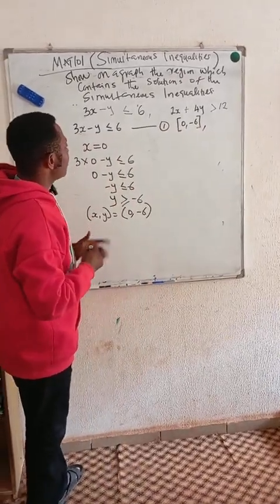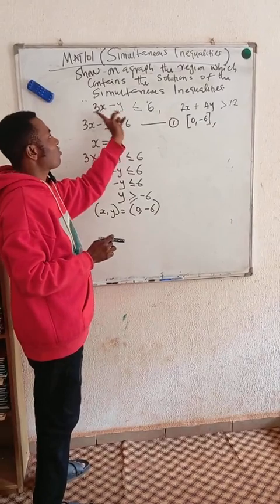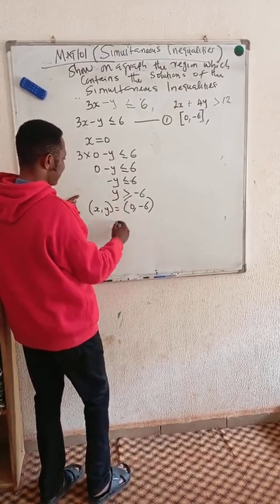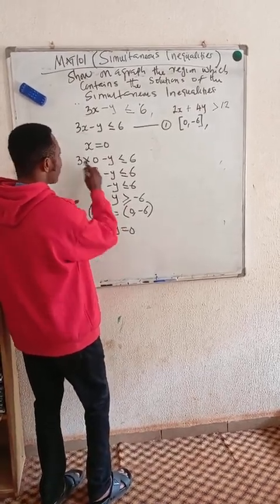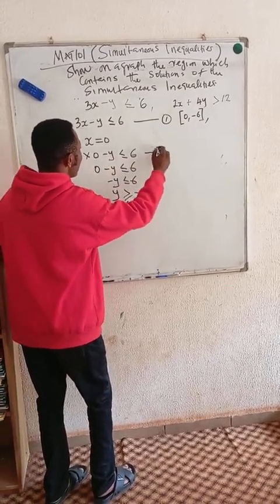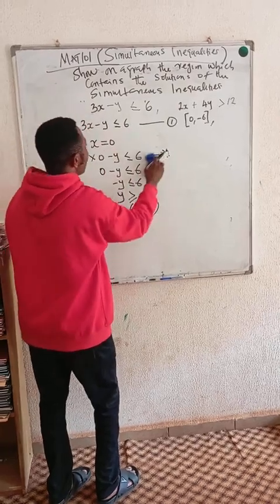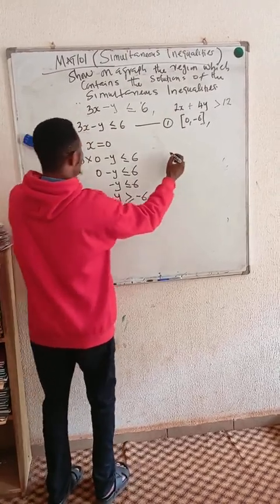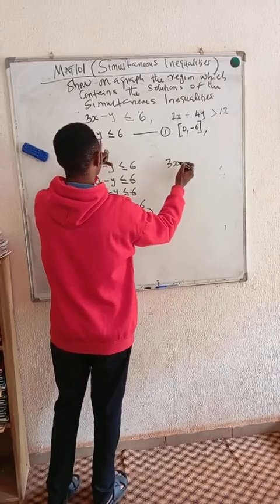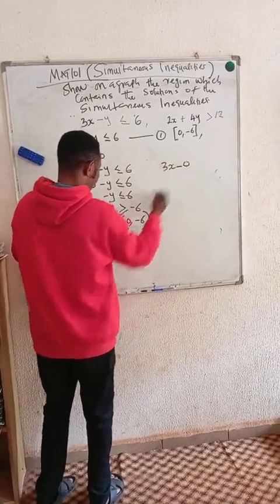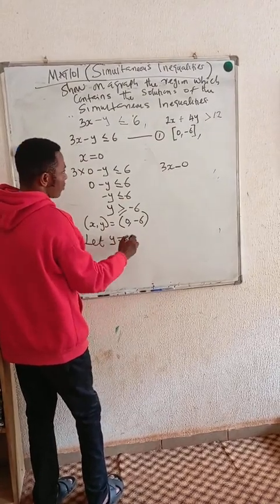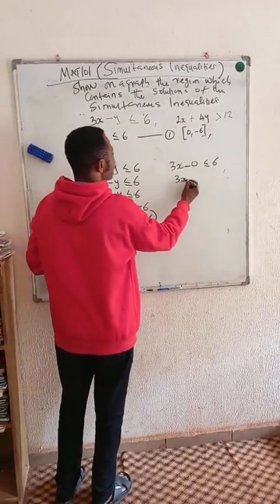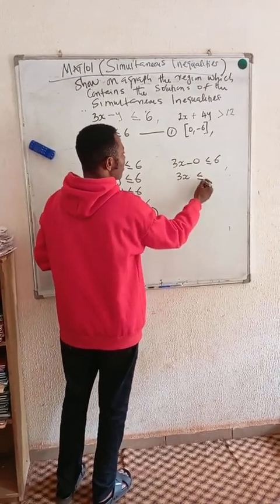Now, the second point. Still in this equation, what if we put y to be equal to 0 in this same equation 1? So putting y to be 0 here, look at it, we have 3x minus y, y to be 0, less than or equal to 6. We now have 3x minus 0, we have 3x less than or equal to 6.